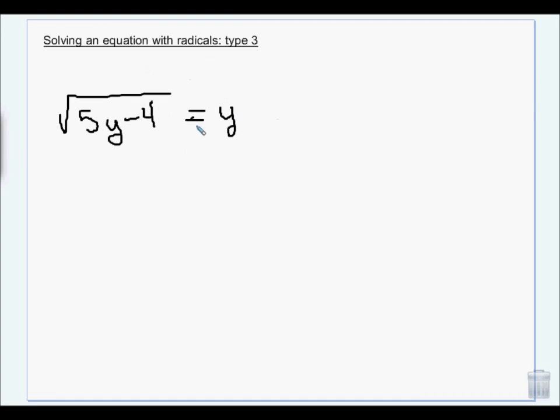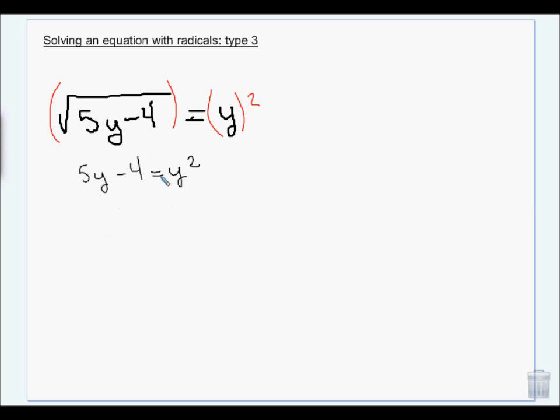Same idea, we have radicals, we need to clear them. We want the radical alone on one side and everything else on the other, which is what we have right now. I'm going to square both sides. So I end up with 5y minus 4 is equal to y squared.